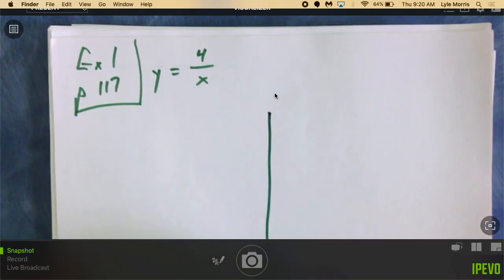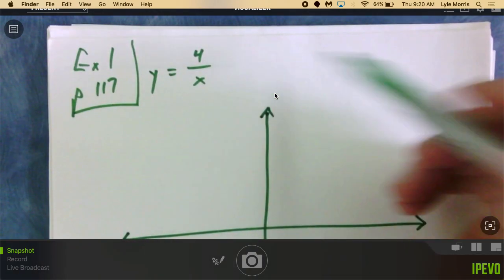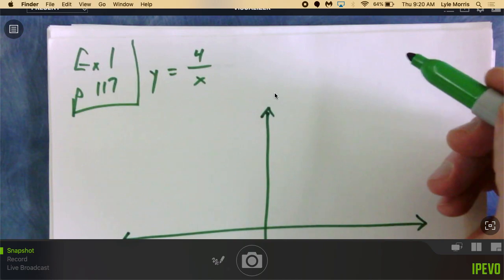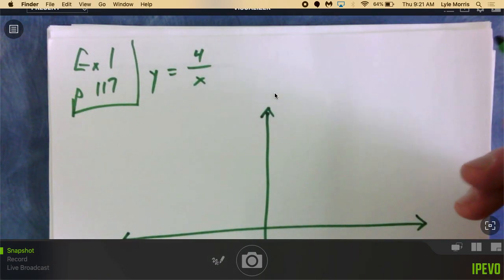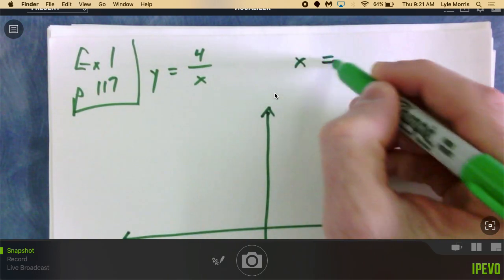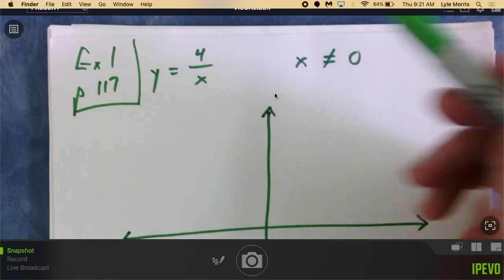So on our steps, can anybody just see, what were the steps? First thing was find the 0, is that correct? Like find the non-permissible? So x cannot equal 0, right? That wrecks everything.